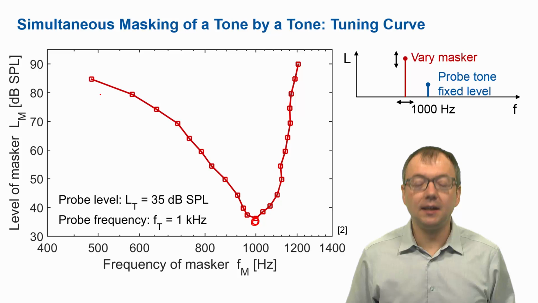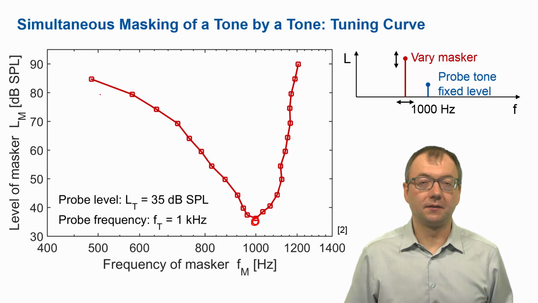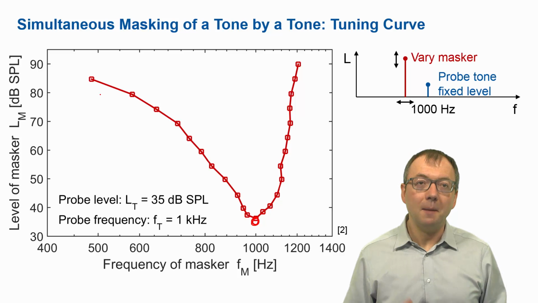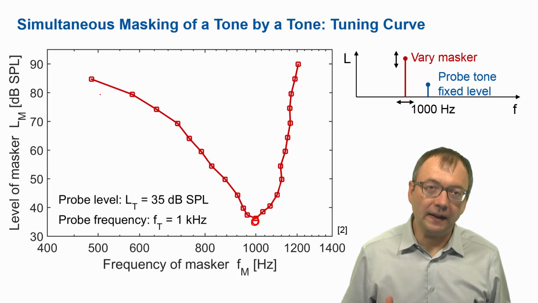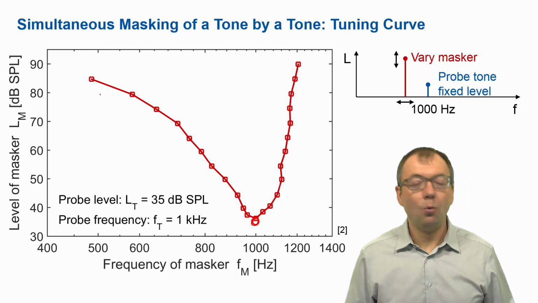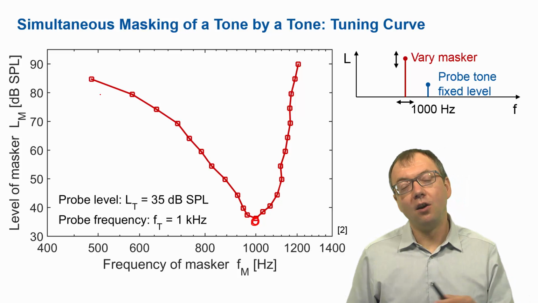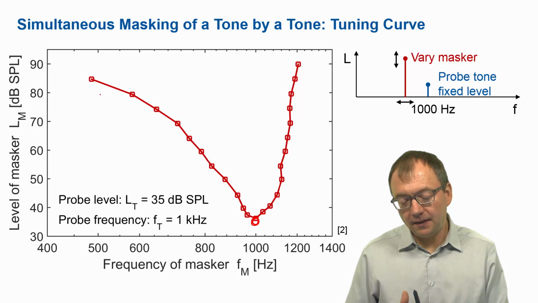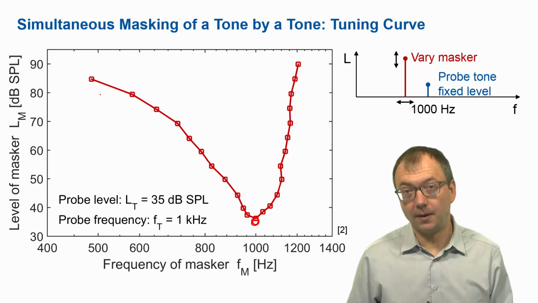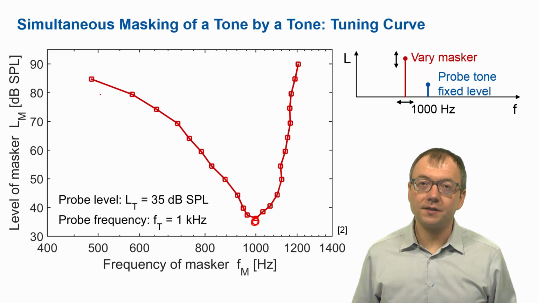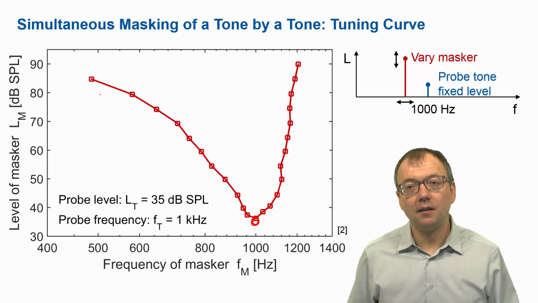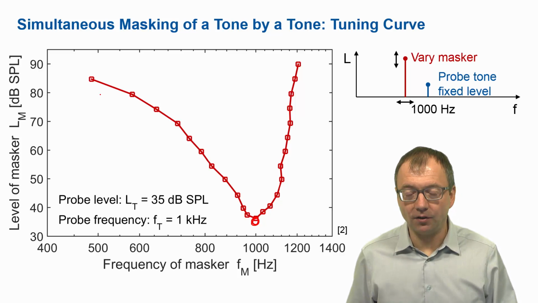So this indicates a filter and a filter function in the auditory system. The masker is only relevant for masking the probe when it has a certain level, when energy from the masker falls into the filter that also holds the probe. This has been the concept of energetic masking, giving rise to the critical band concept.